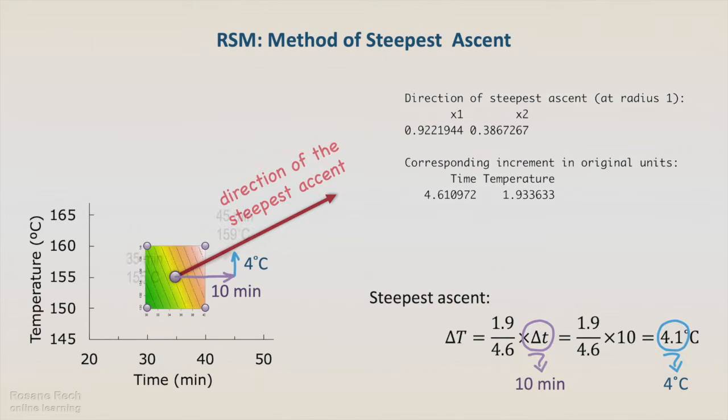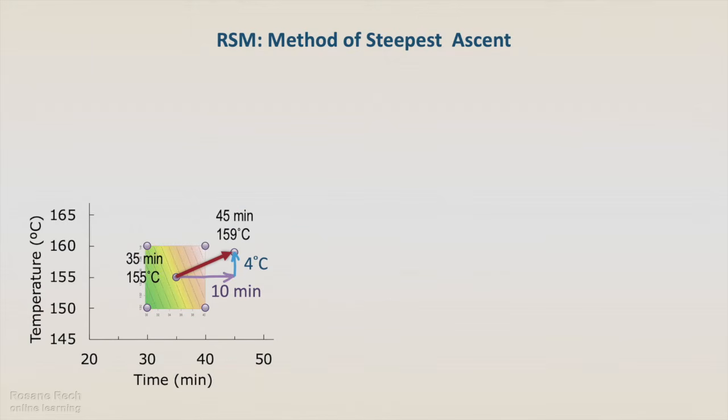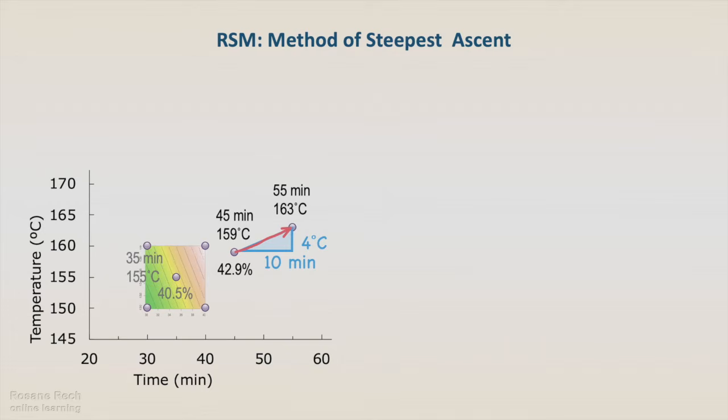Let's do it. Starting from the central point, our next experimental conditions are 45 minutes and 159 degrees Celsius. Running the test, the resulting yield was 42.9%, higher than the starting point, 40.5%. So let's continue following the steepest ascent. The next experimental conditions will be 55 minutes and 163 degrees. The resulting yield is 49.7, again higher than the previous one. It seems that we are indeed on the right path.